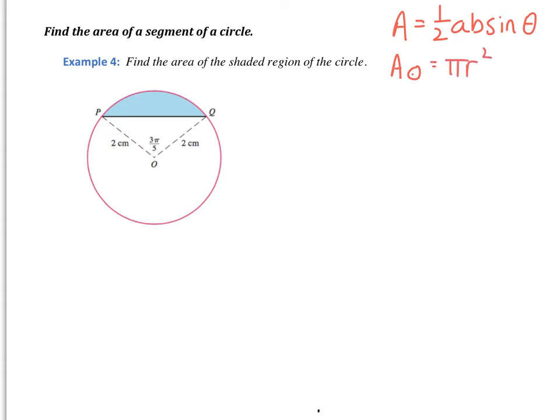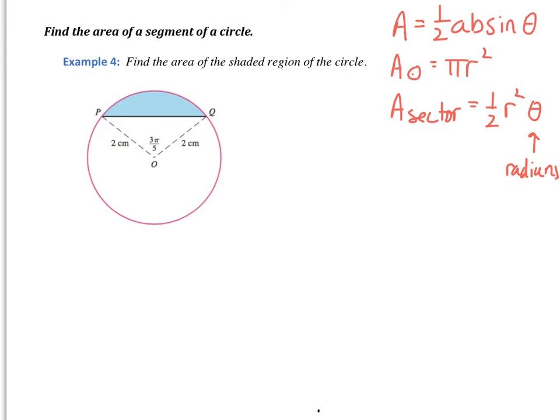Does anybody remember how to find the area of a sector of a circle? It's 1/2 times r squared times theta. And what was the big thing about theta? It's in radians. It has to be in radians. So just remember that it has to be in radians. Those are some things that might pop up.